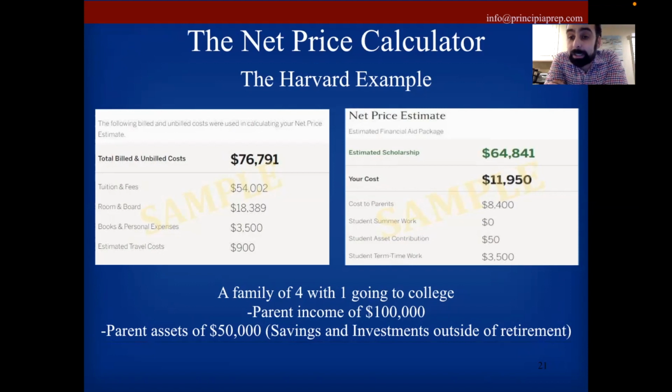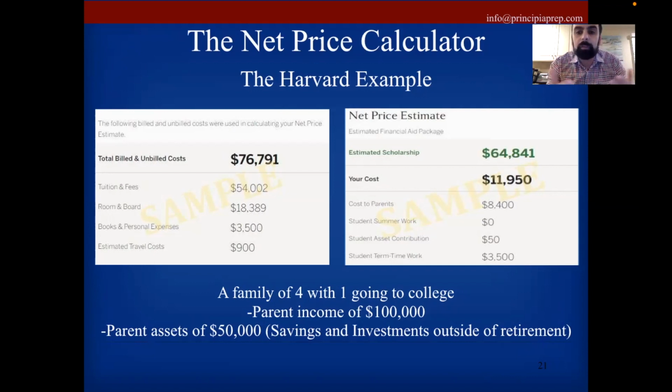Now, I know it says scholarships, but there's no such thing as scholarship money at the Ivy League level. It's just a terminology difference, but it's free money at the end of the day, whether you use scholarships or grants. That being said, it's coming back saying that we can pay basically $11,950 if we attend Harvard University. I know you're all probably sitting there wondering, that's great, Ed, an $80,000 college that only costs $11,950, but how many of us are really going to get into Harvard?